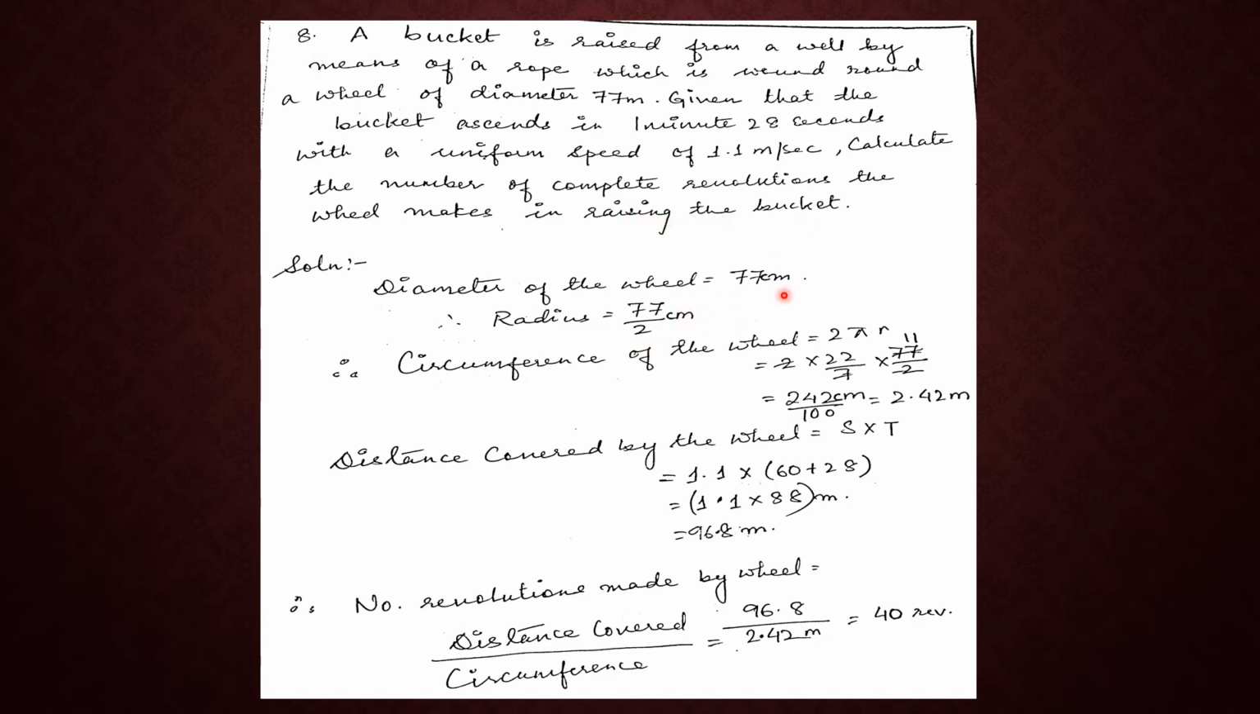So the diameter is given to us as 77 centimeter and the radius will obviously be half of that. So the circumference of the wheel comes to 2.42 meters and the distance covered is speed into time. So that is 1.1 into the time that has been taken. This comes to 96.8 meters. And the number of revolutions made by the wheel is the total distance covered divided by the circumference of the wheel. So that is 96.8 by 2.42 meters, that is equal to 40 revolutions.